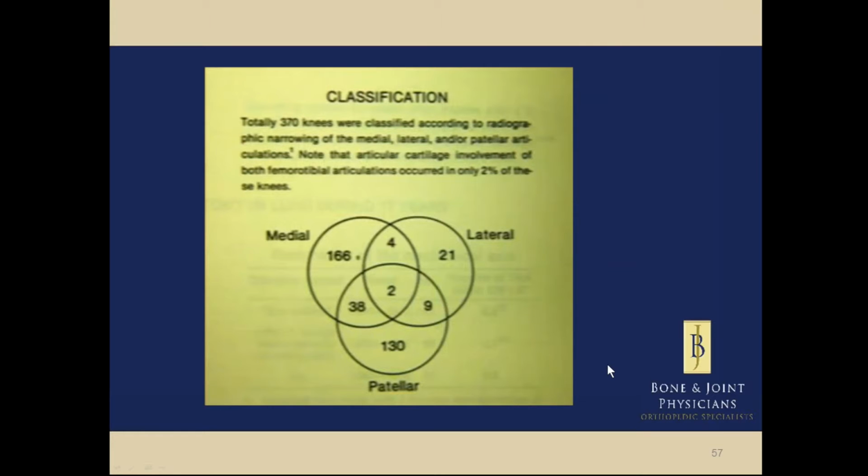This was a study done in Sweden. This is a Venn diagram, for those of us who remember Venn diagrams, but basically the one circle here includes everybody out of 370 that had arthritis in the medial compartment. Now this 166 here has no overlap with the others. So of those, and this is the most common area where I see isolated arthritis, 166 were just medial, so all these people out of that 370 would be considered candidates for a partial uni.